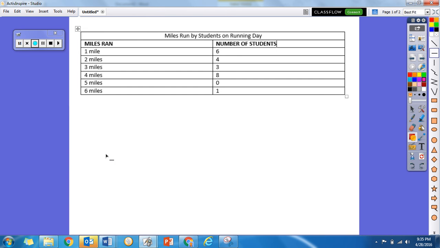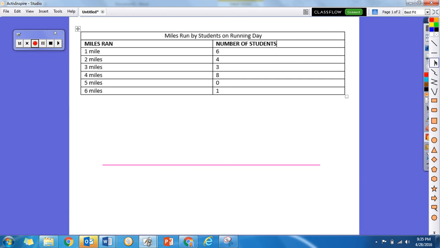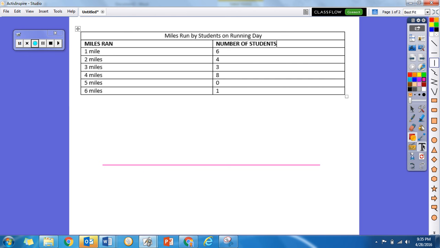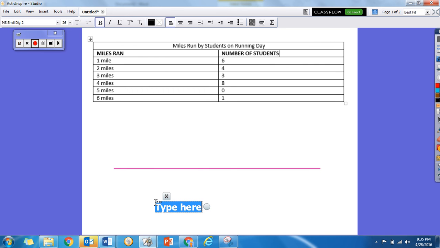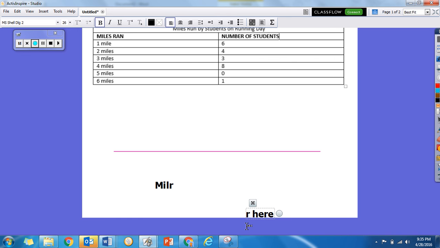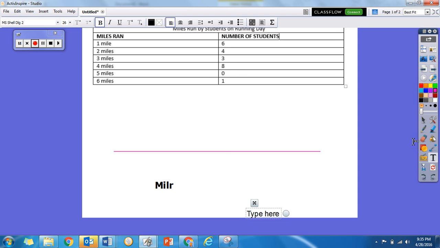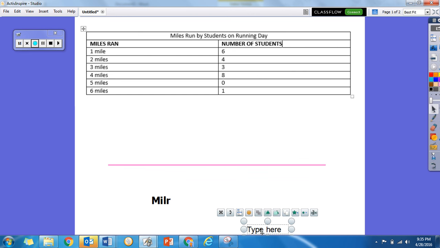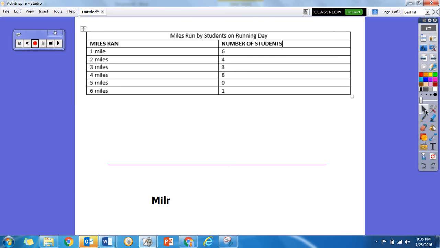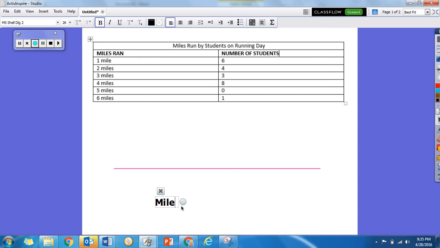Remember to follow along with me. I'm going to go ahead and make my line for my line plot. It's okay if yours isn't as straight as mine, as long as it's a line that works. The bottom portion of our line plot is going to be the miles that students ran. Really, it should say miles run by students.